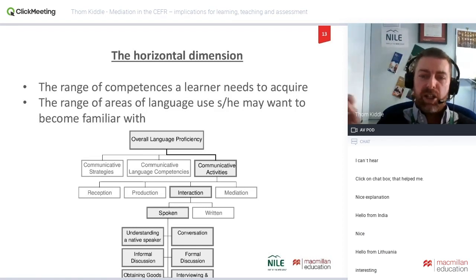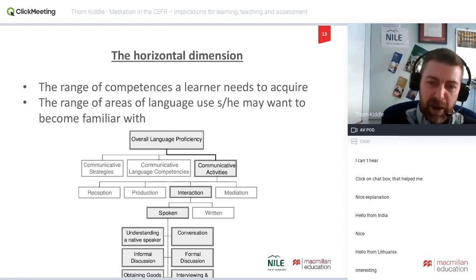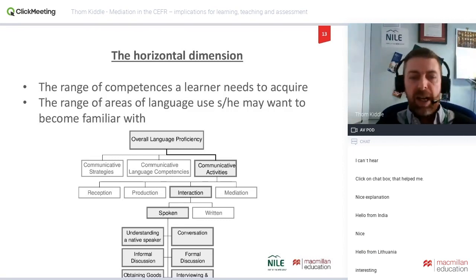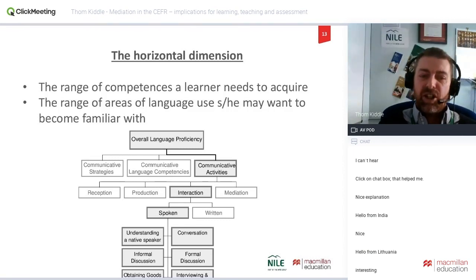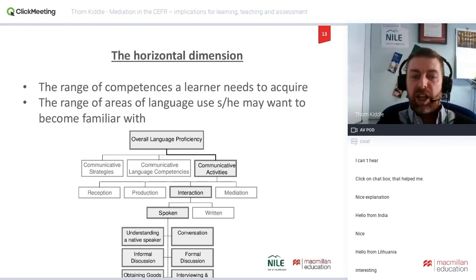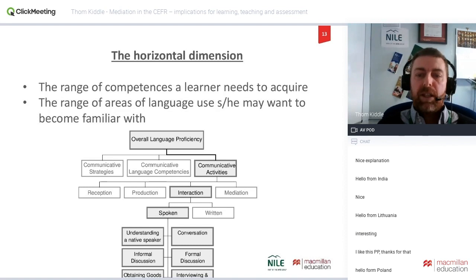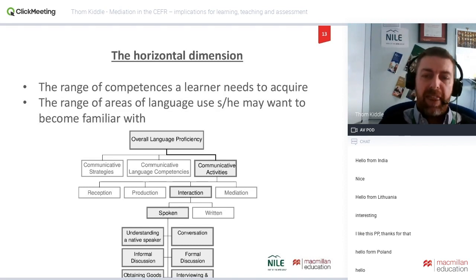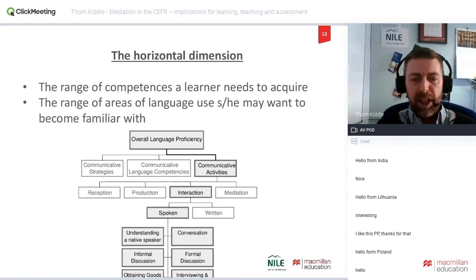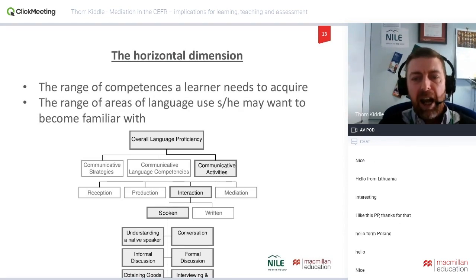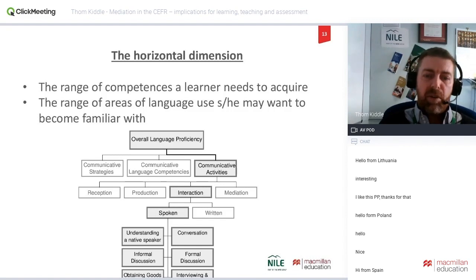It's a bit like an enormous family tree, starting with describing overall language proficiency, moving down into how we break that down usefully into strategies, competencies, and activities, and then expanding one of those out into reception, production, interaction, and mediation, just expanding the interaction down into spoken interaction, and then all these scales which relate to that. And what we need to remember here is that for each one of those boxes on the screen there's a set of illustrative descriptors of what typical learners at that level can do in that area at that level of proficiency.